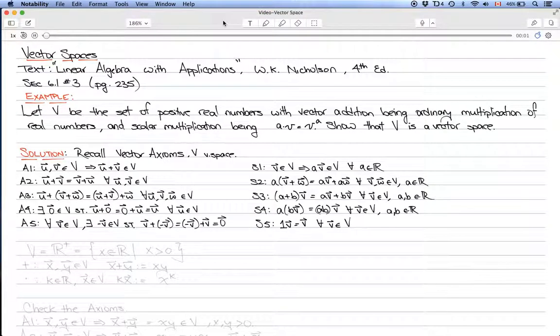In this example, we want to look at the set of positive real numbers with an unusual addition and scalar multiplication and show that that space is actually a vector space. So let's first write down what we know.